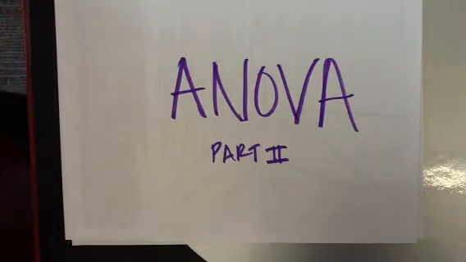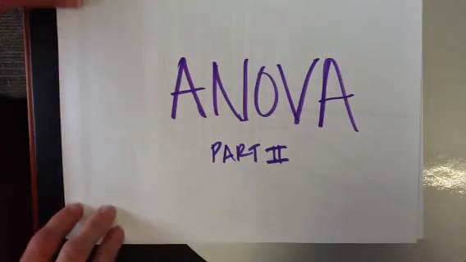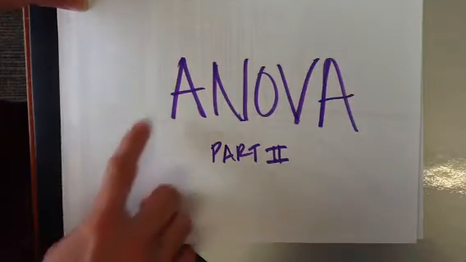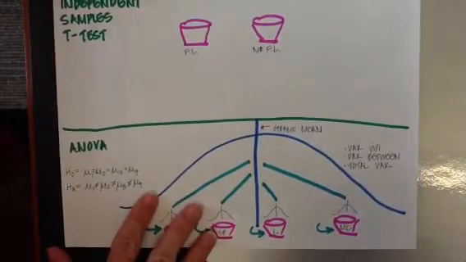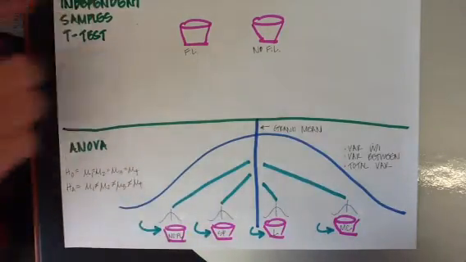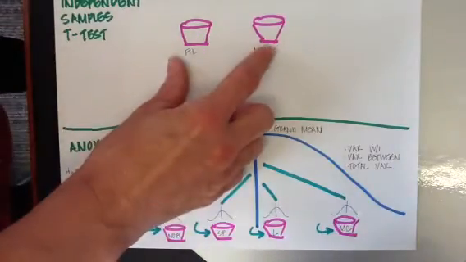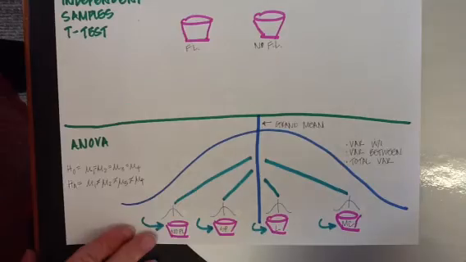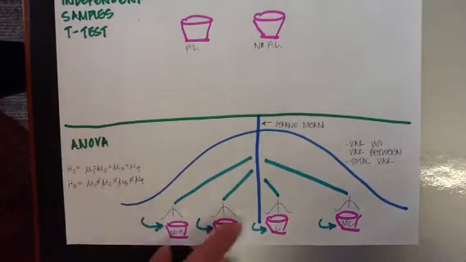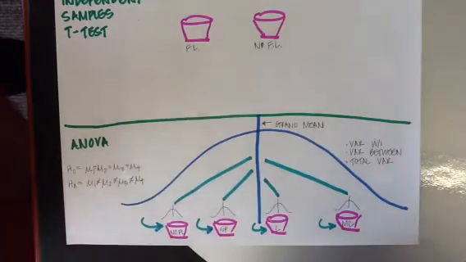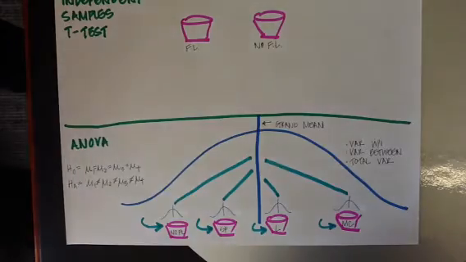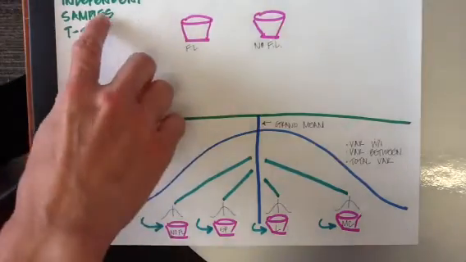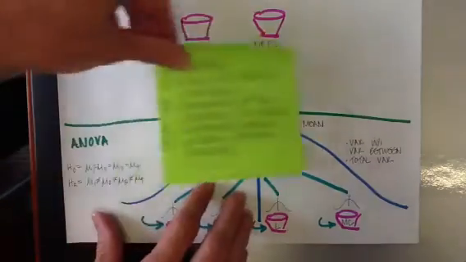Hello, welcome to part 2 of the video mini lesson Introduction to ANOVA, or Analysis of Variance. In part 1, we looked at the difference between independent samples t-test, which can only compare two different samples to one another, to ANOVA, which can compare two or more samples to one another. What's interesting is that the assumptions for both independent samples t-test and ANOVA are the same.